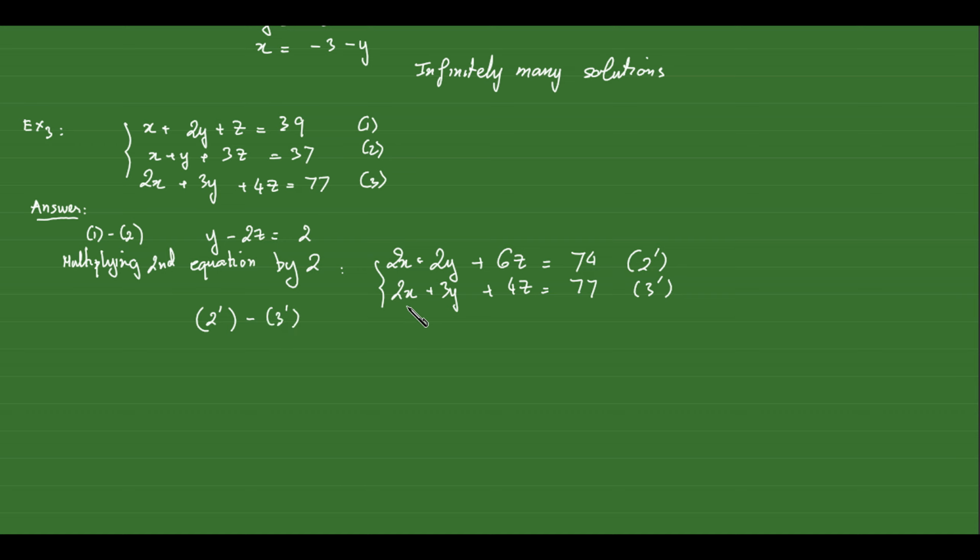Then what we have: 2x minus 2x is 0, 2y minus 3y is negative y. This gives you 2z, right? So 4 minus 7 gives you negative 3. Originally we had a system of 3 variables. Now I have a system of equations in 2 variables, not 3 anymore. You see that? This one and this one.